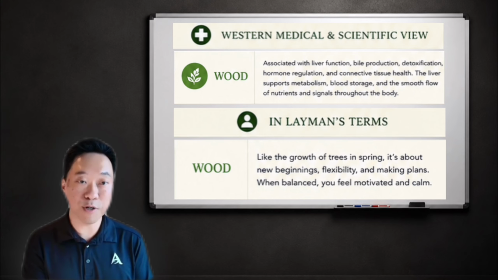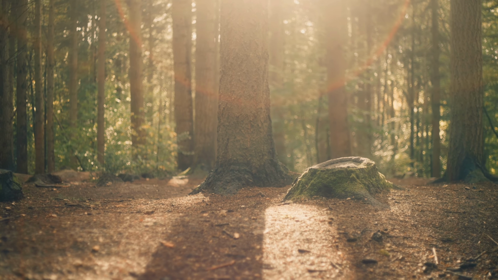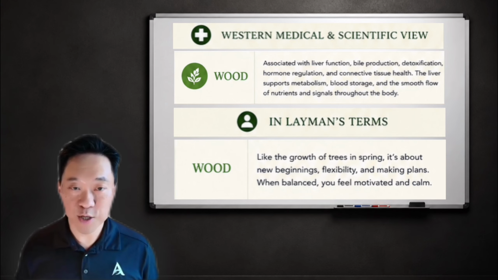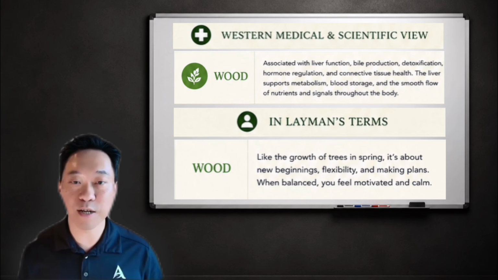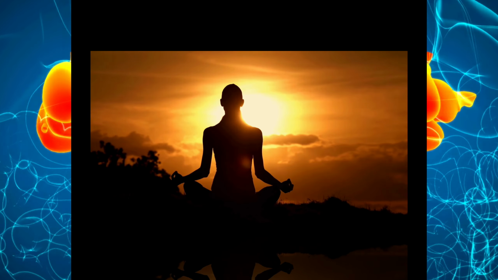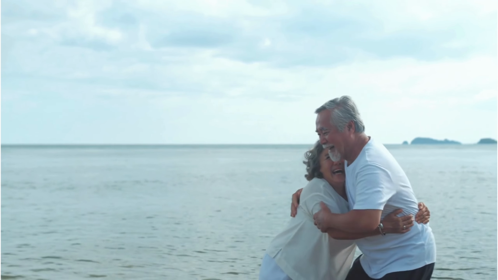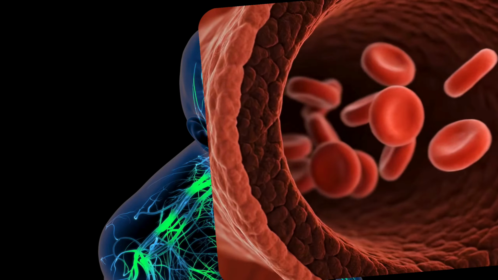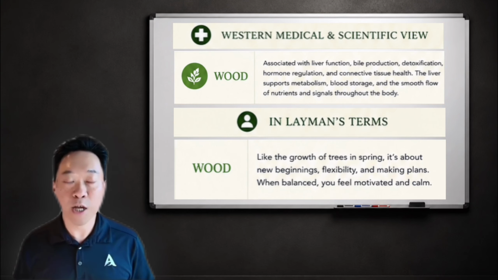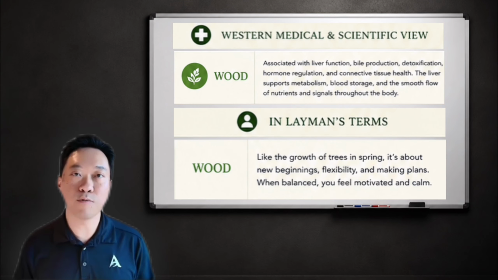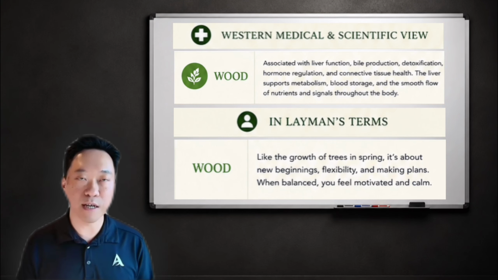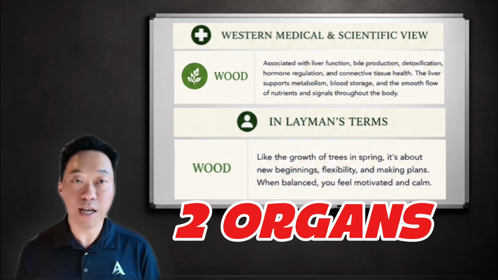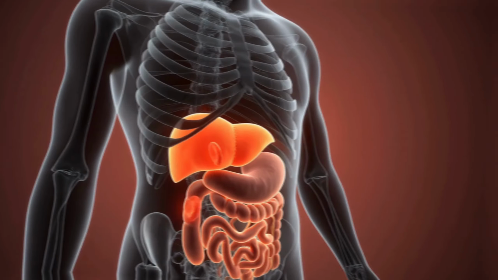So wood, the first element we're going to talk about, is wood. Wood is associated with your liver and gallbladder function, your hepatic function. So what does it do? Wood is associated with bile production, detoxification, hormone regulation, connective tissue health, blood storage, the smooth flow of nutrients and signals throughout the body. So why do you want to know what each of these elements does? Because each element is related to 2 organs. So for example, the wood is related to the liver and gallbladder.